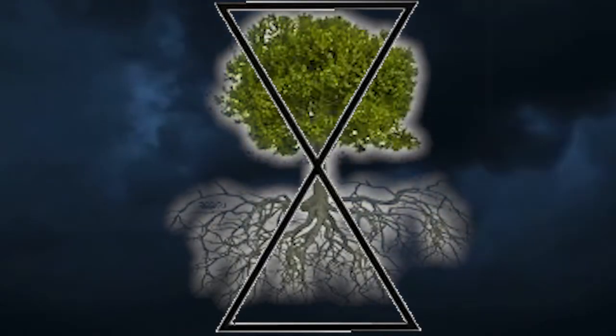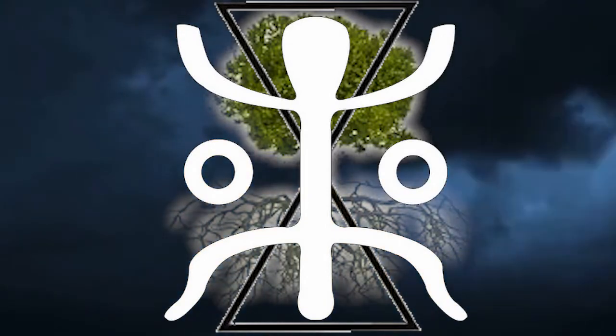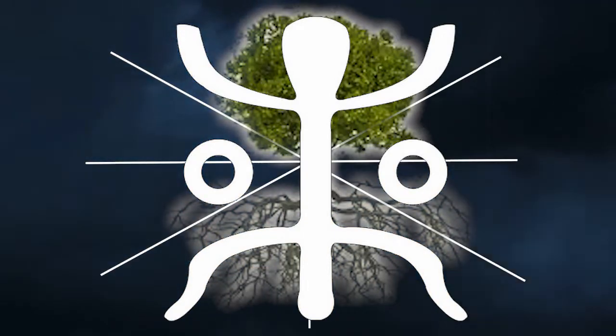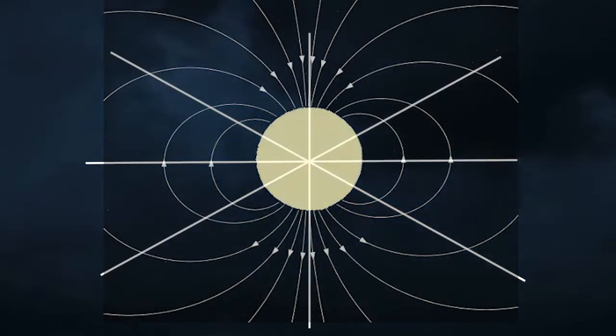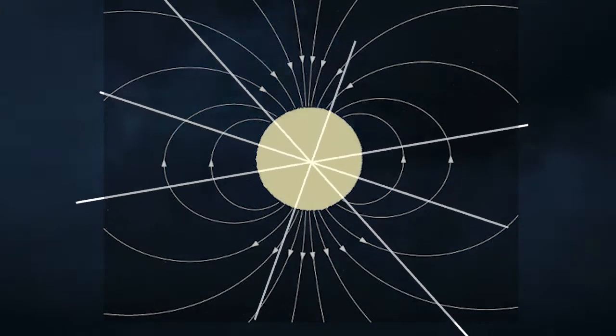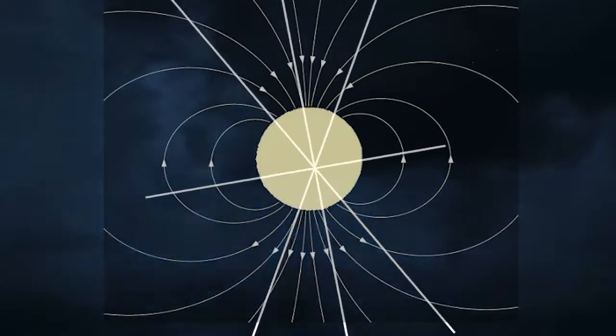A tree and its root representing the expansion and compression, the upwards and the downwards, the underworld and the above. A magnetic field, probably best suited with the pattern rotated.